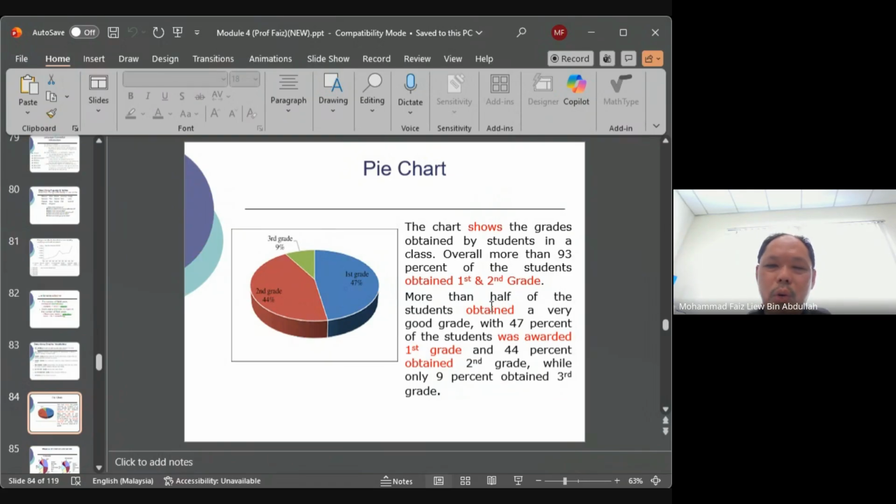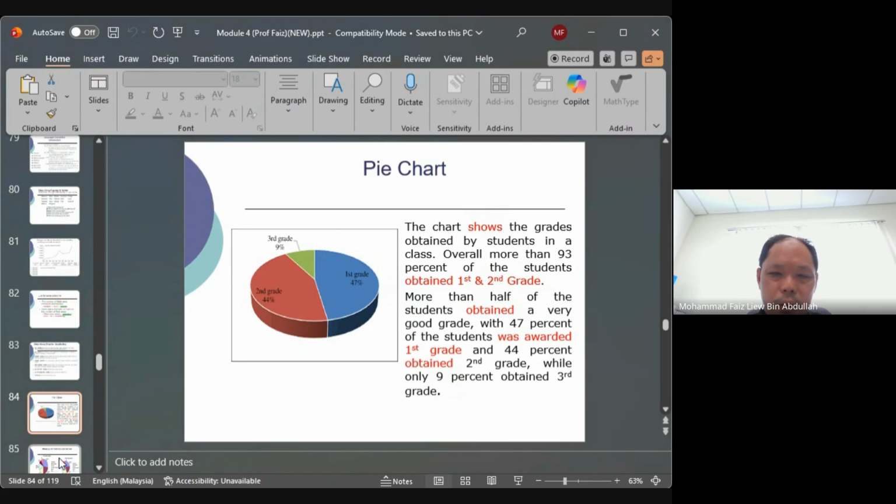And then more than half of the students obtained a very good grade. So these are all elaboration, trying to talk more about the good things happening. More than half of the students obtained a very good grade, with 47% awarded first grade, 44% obtaining second grade, and only 9% obtaining third grade. So a more detailed explanation of this pie chart.